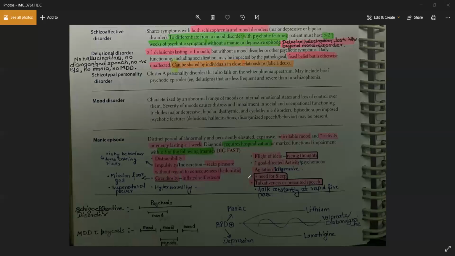They will have very high talkativeness and pressured speech. Okay, they will talk constantly with a rapid-fire pace. They will interrupt others while they are talking. So these are all the symptoms which are present in the manic episode.